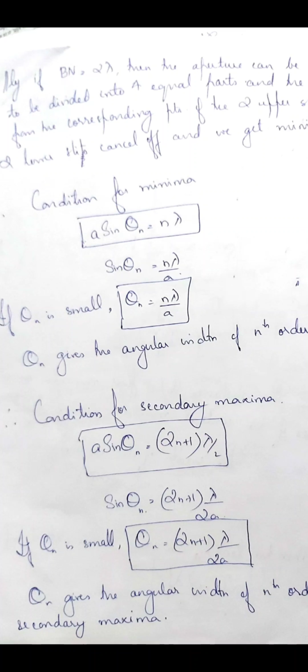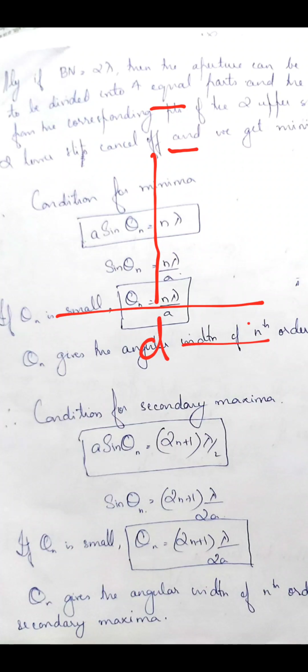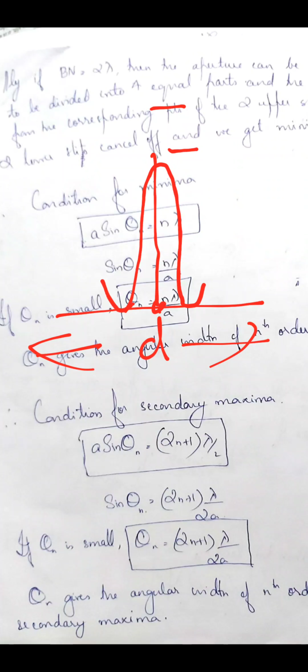So how do you get the diffraction pattern on the screen? If you plot a graph between intensity and distance on the screen, at the center you get the central maxima having maximum intensity. After that, on either side, you get the first order minima, that is A sin theta equal to 1 lambda. Then on either side of it you get secondary maxima of decreasing intensity, that is, with n equal to 1, A sin theta is equal to 3 lambda by 2. That gives the position of the first order secondary maxima.